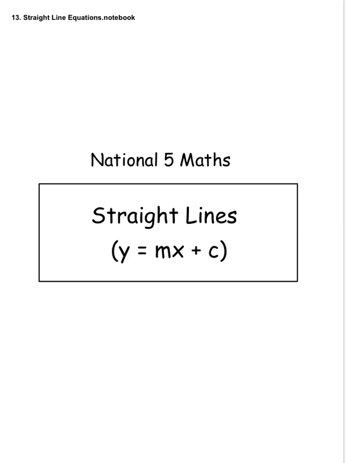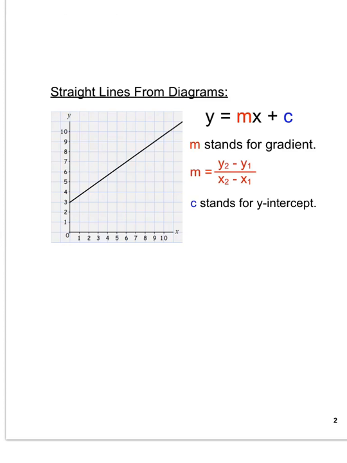Today we're going to talk about straight lines in the form y equals mx plus c. Okay, so let's talk about what m and c actually mean. M is the gradient, and it can be found using the formula m equals y2 minus y1 over x2 minus x1. And c is the y-intercept, basically meaning where the line crosses the y-axis.